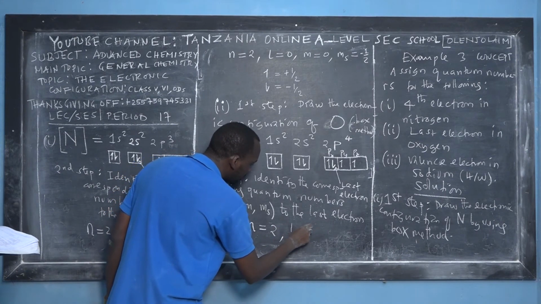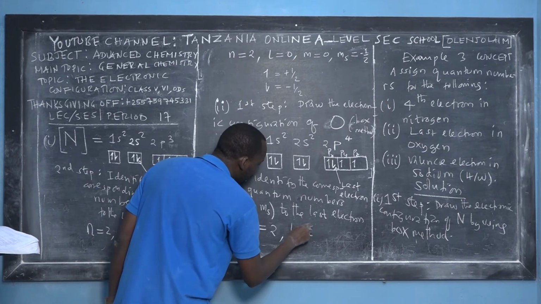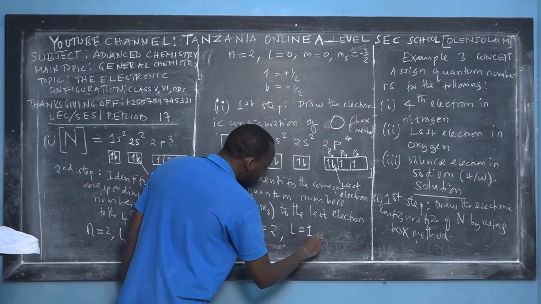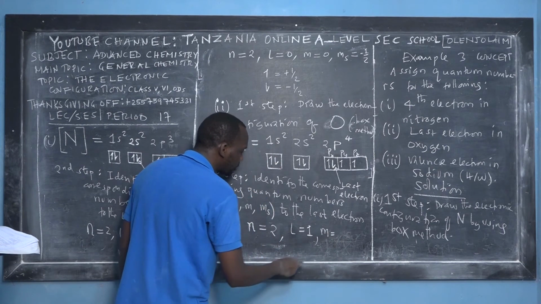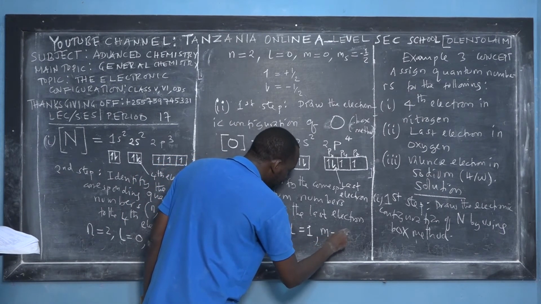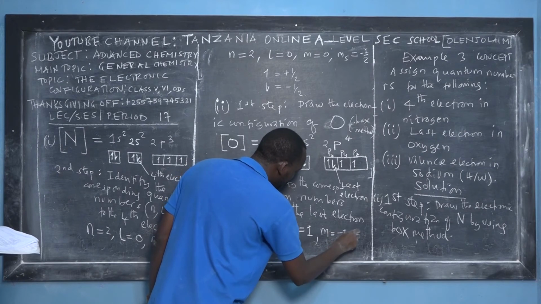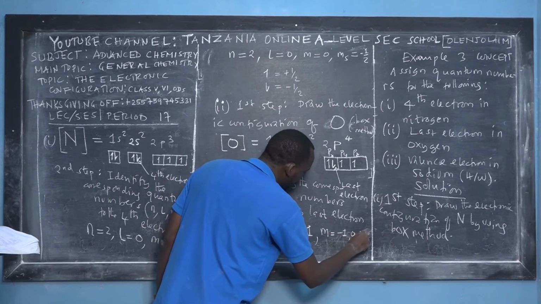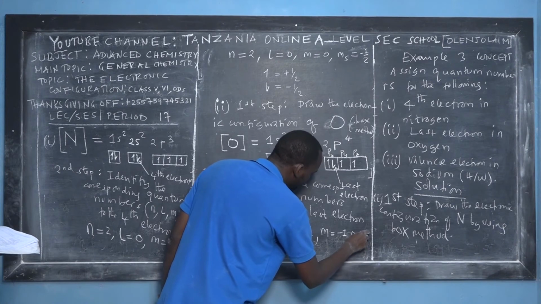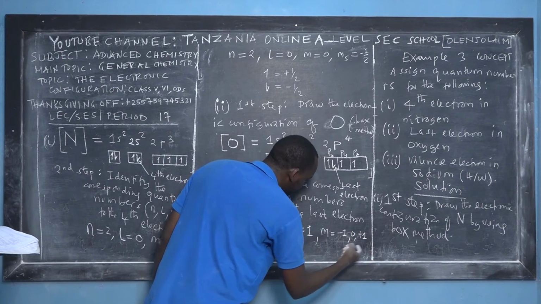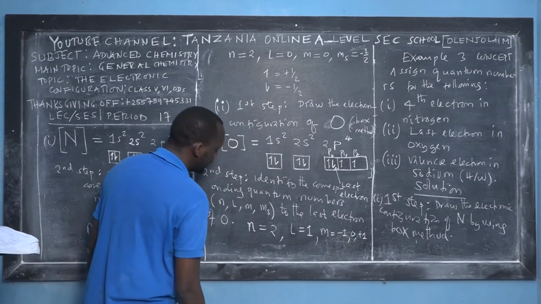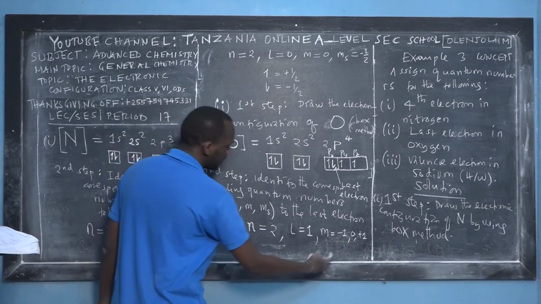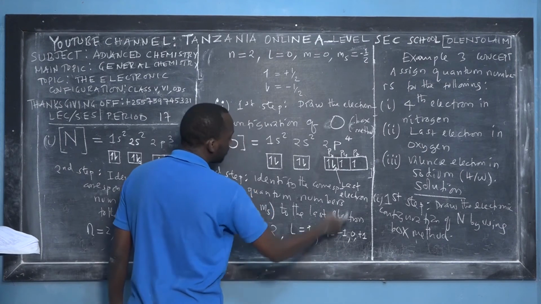Because when L is equal to 1, we say it is the magnetic quantum number, which is M. Because L is equal to 1, M is equal to -1, 0, +1. So this illustrates that it's the P sublevel: Px, Py, Pz. This is Px, Py, Pz. We check the last one.